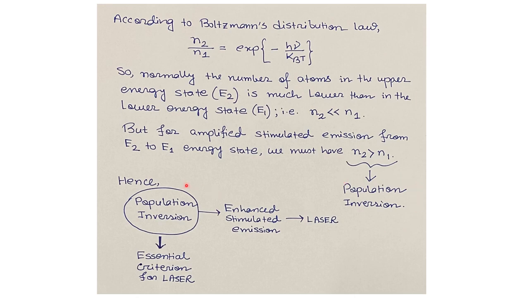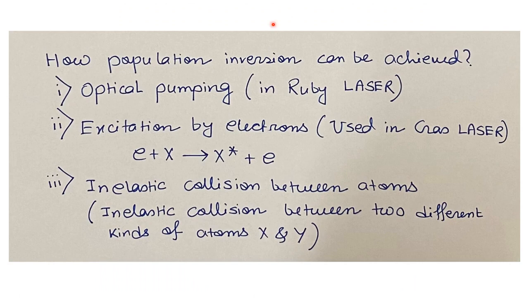So hence we can say first we need the population inversion, and this will give the enhanced stimulated emission, and this will give the laser effect. So this population inversion is the essential criterion to have the laser effect. Now we will briefly discuss how population inversion can be achieved. There are several methods to achieve population inversion. We will discuss a few of them.